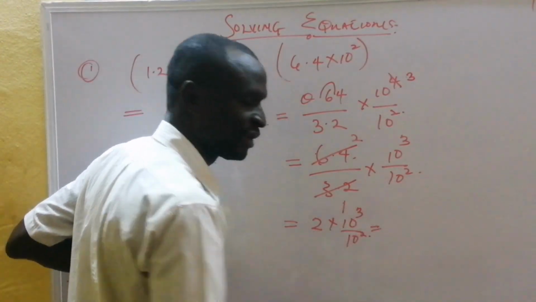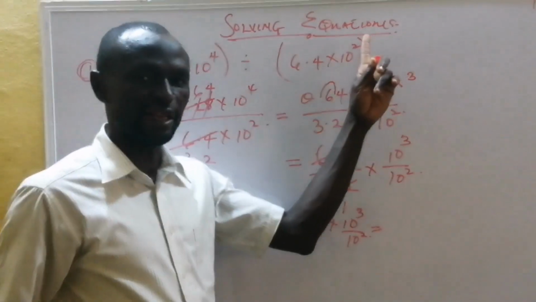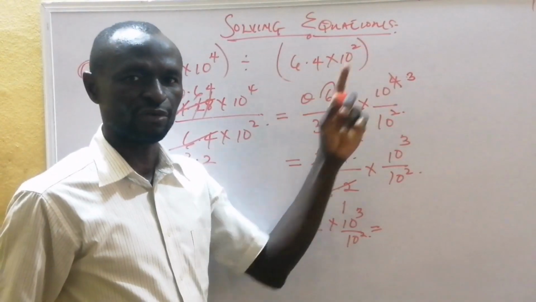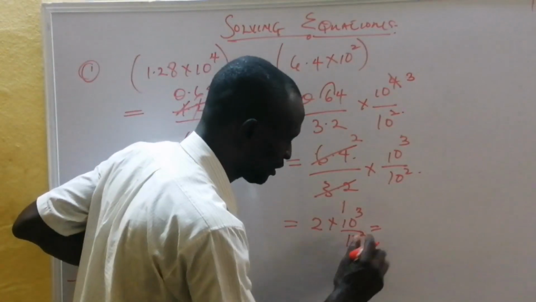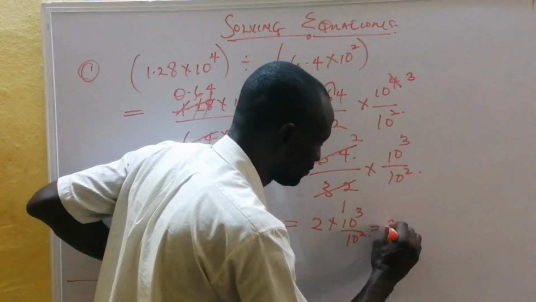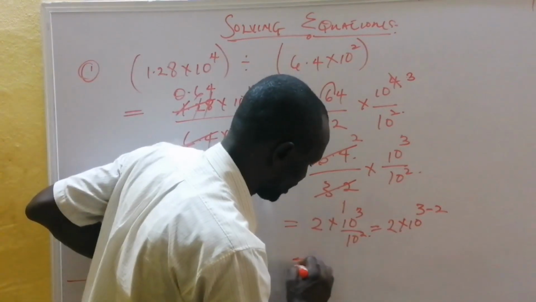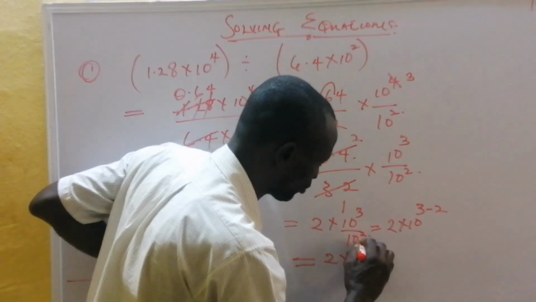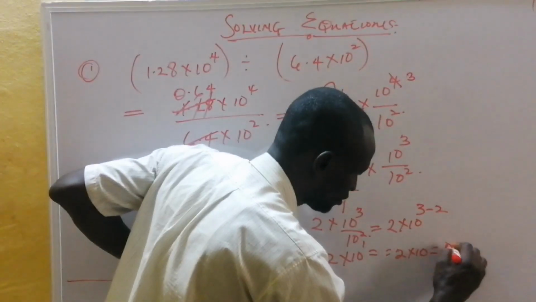From our laws of indices, in case you missed our classes where we taught laws of indices, kindly click on the link above to access our class on laws of indices. I can interpret my 10 raised to the power 3 divided by 10 raised to the power 2 to become 2 times 10 raised to the power 3 minus 2. So my expression becomes 2 times 10 raised to the power 1, which is equal to 2 times what? 10, which is 20.